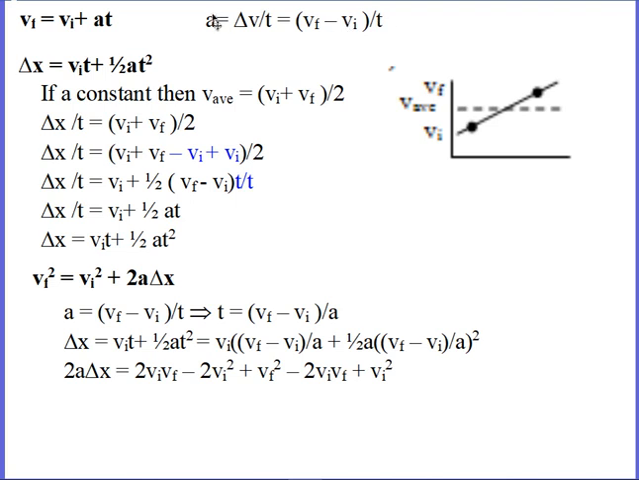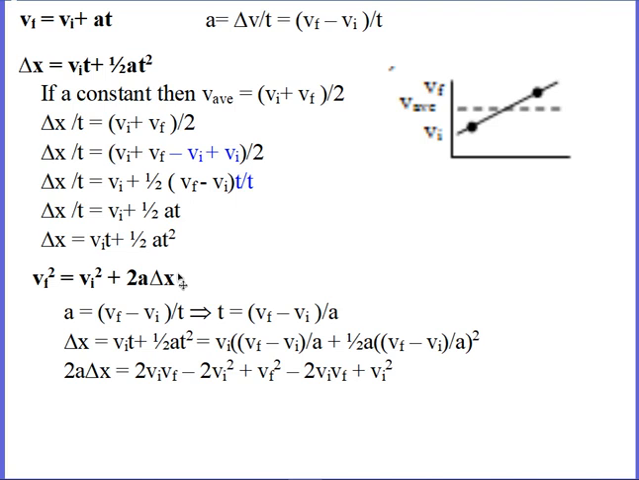Multiply through by t, divide through by a, and I get v final minus v initial divided by a. And then I take that value of t, solving for t in this equation, I put it in for t in this equation, and you have vi times that expression for t, and 1/2 a times that expression for t squared. And then if you do the algebra and sort it all out, it does come out to look like this.